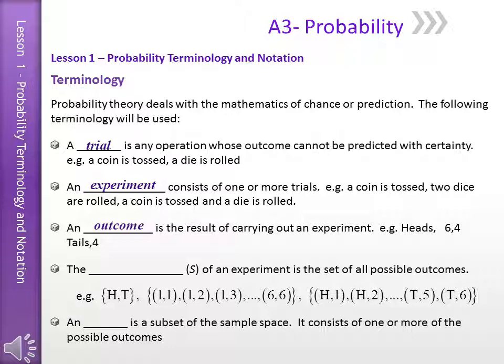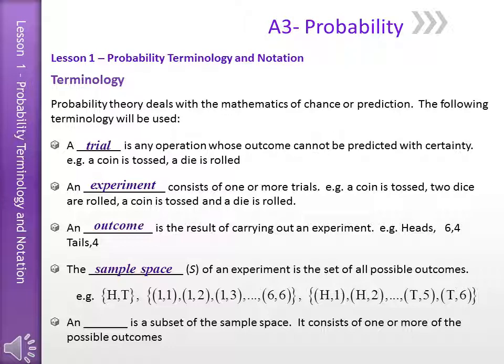The sample space of an experiment is the set of all possible outcomes. So for flipping a coin, we could get heads or tails. Rolling two dice, we could get 1, 1. We could get 3, 4. We could get 6, 6. The list of all these possible outcomes is on your formula sheet.